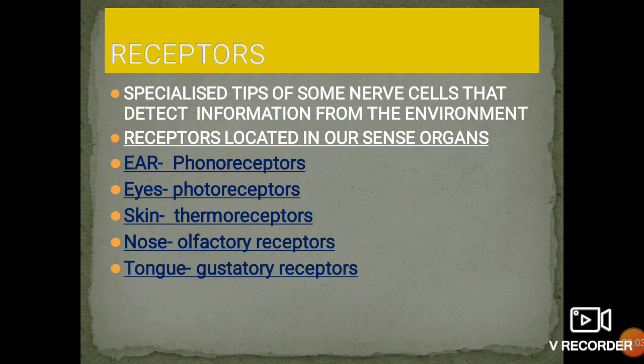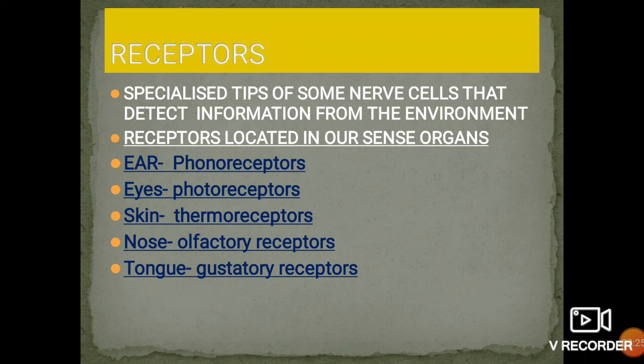What are receptors? Receptors are specialized tips of some nerve cells that detect information from the environment. These receptors are located in our sense organs.